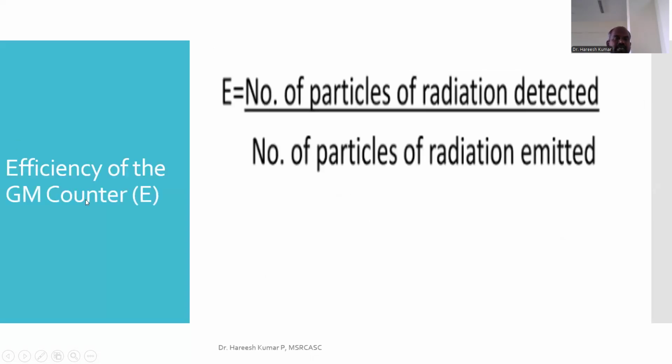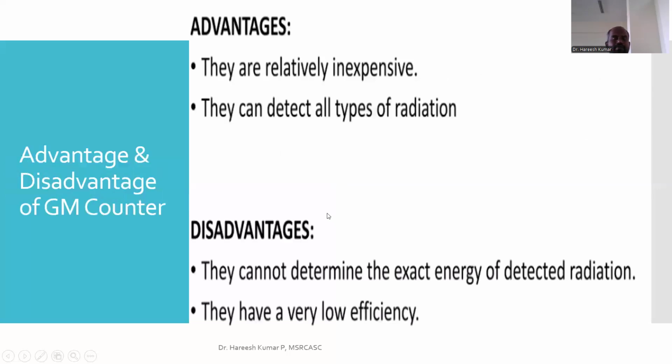Then the efficiency of the GM counter, E, is equal to the number of particles of radiation detected divided by the number of particles of radiation emitted. If we look into the advantages, they are relatively inexpensive. They can detect all types of radiations, meaning alpha, beta, gamma. Then the disadvantages: they cannot determine the exact energy of the detected radiation. They have a very low efficiency.